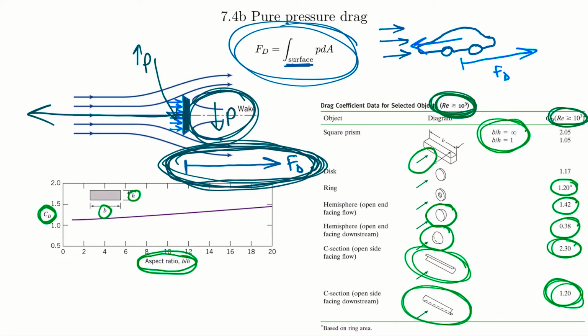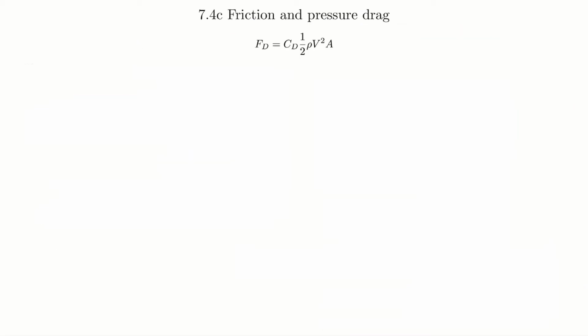Reynolds greater than or equal to 1,000. Okay, now we're going to look at a section called friction and pressure drag, where we look at both of those effects together, because many objects we're going to be concerned with, when we're looking at the fluid forces and their influence on these objects, have components of both friction and pressure drag.